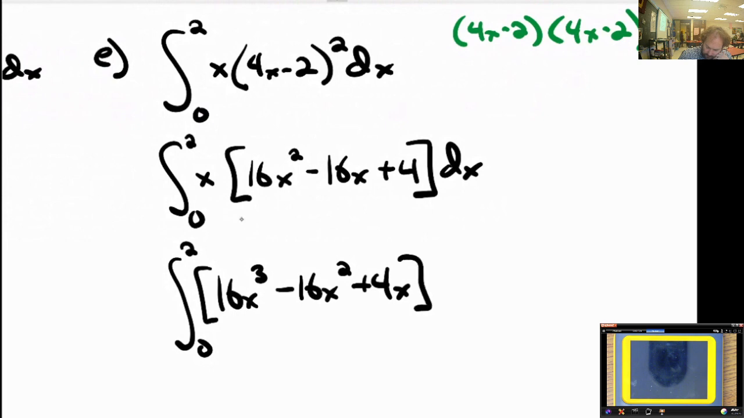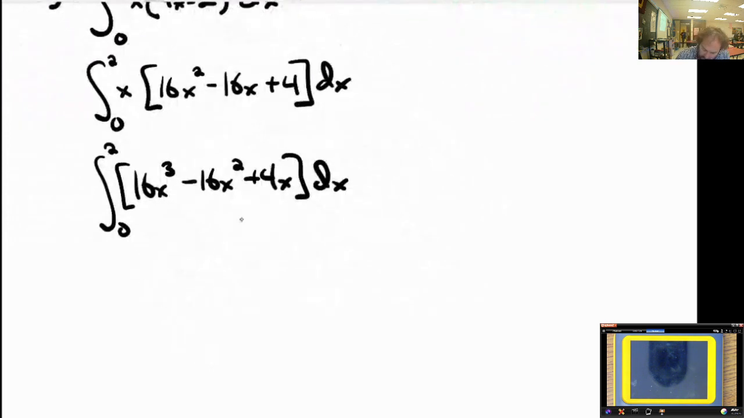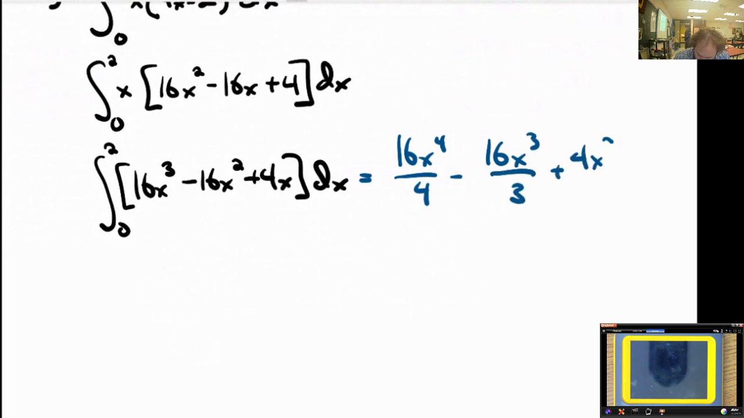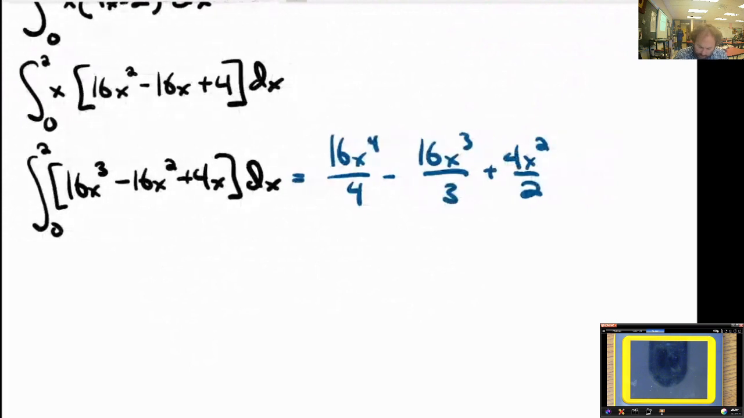4x dx. And so from now what we're going to do is take the antiderivative of all of these terms there. You could, I suppose, factor a 4 out if you wanted to, but you wouldn't need to. This is 16x to the fourth over 4 minus 16x to the third over 3 plus 4x squared over 2. And we're going to evaluate that from 0 to 2, which is nice because if we plug in 0 to any of those, they all become 0. So we really just need to plug in 2 and call it a day.